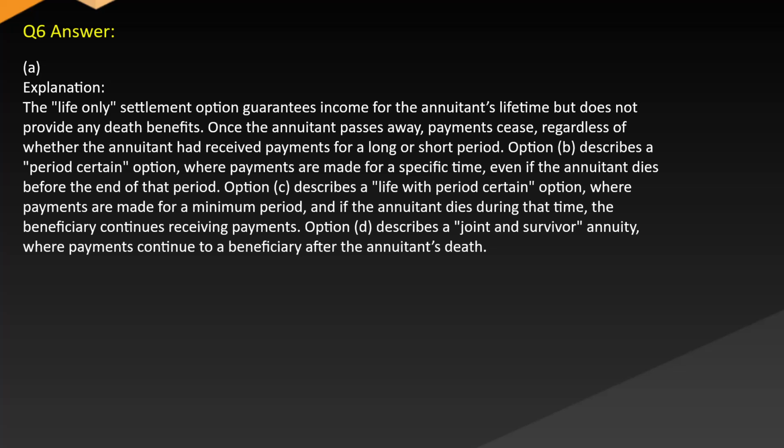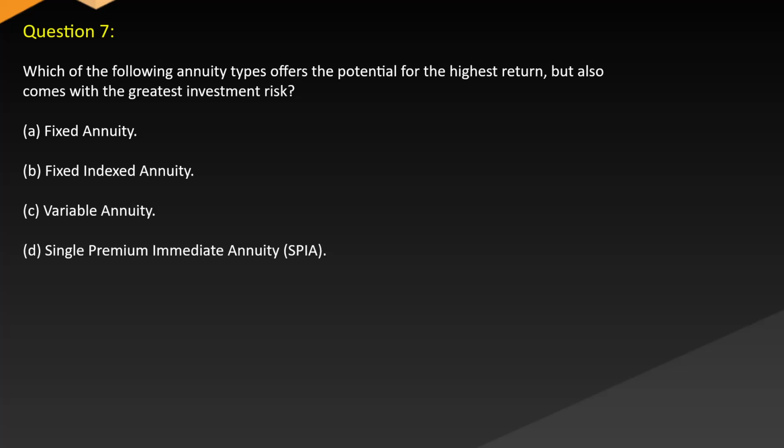Option C describes a life with period certain option, where payments are made for a minimum period and if the annuitant dies during that time, the beneficiary continues receiving payments. Option D describes a joint and survivor annuity, where payments continue to a beneficiary after the annuitant's death. Question 7. Which of the following annuity types offers the potential for the highest return, but also comes with the greatest investment risk? A. Fixed annuity.